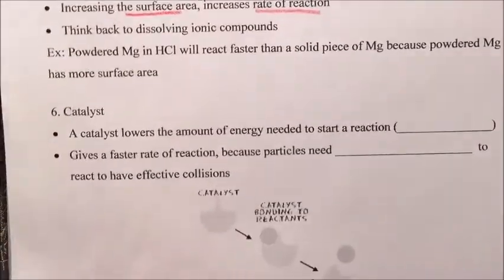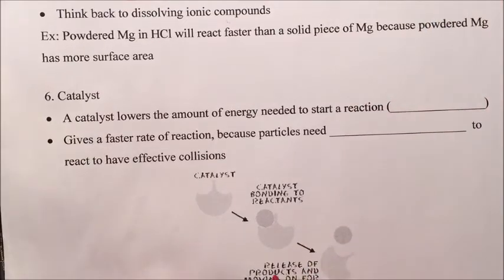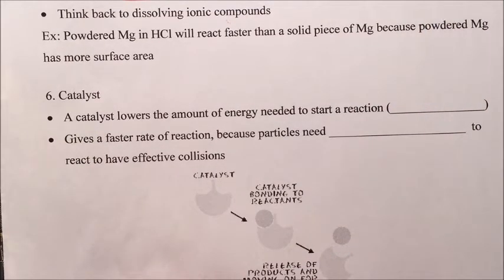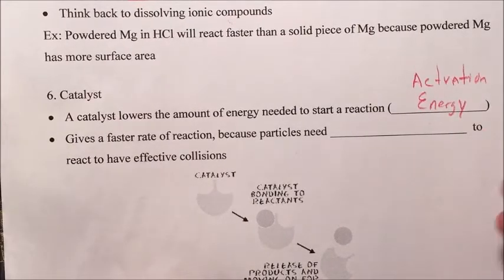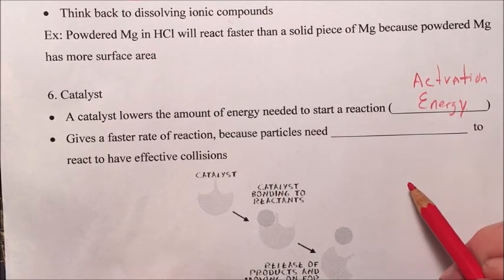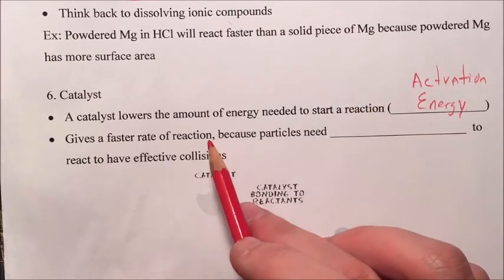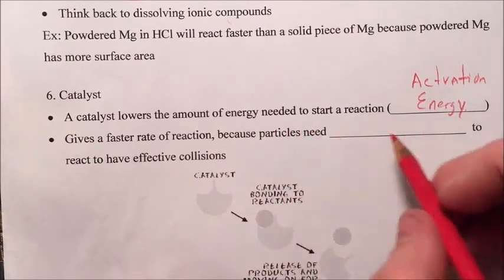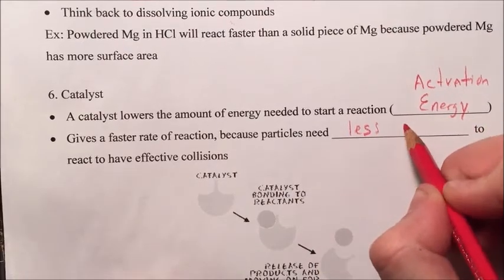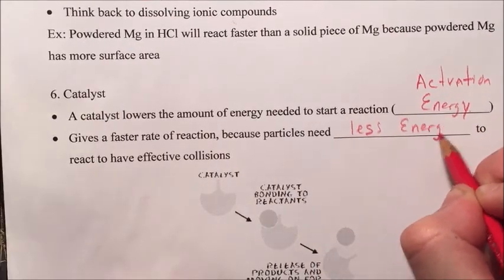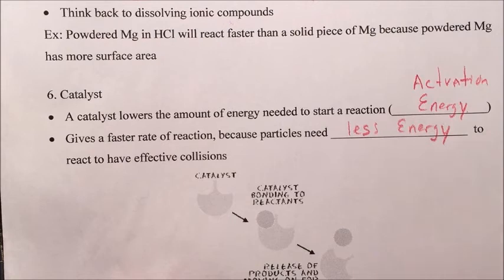Now we go to our final category here, and this is our catalyst. A catalyst has the main job of lowering the amount of energy needed to start a reaction. This is also called activation energy. So by lowering the energy needed, it's going to give us a faster rate of reaction because the particles are going to need less energy in order to react and have those effective collisions.